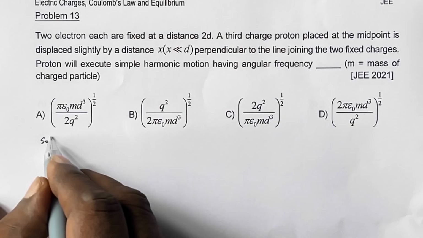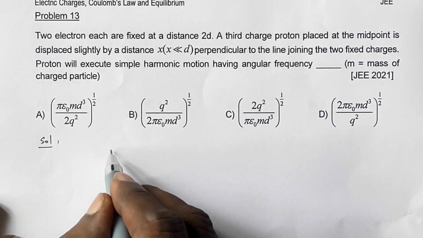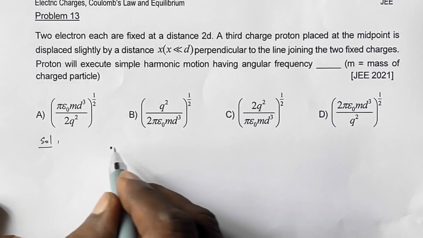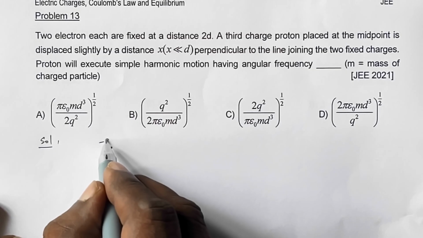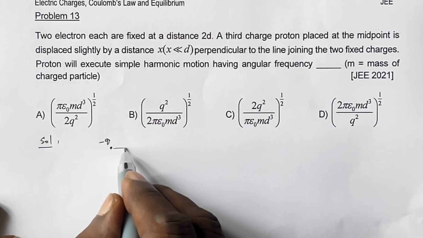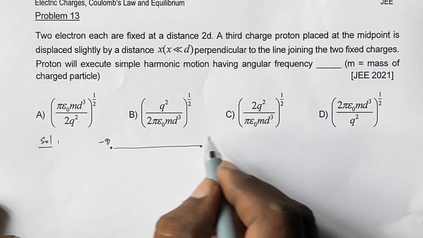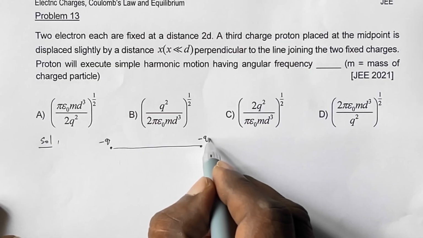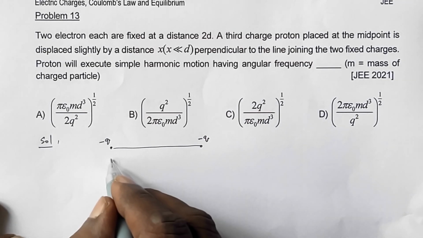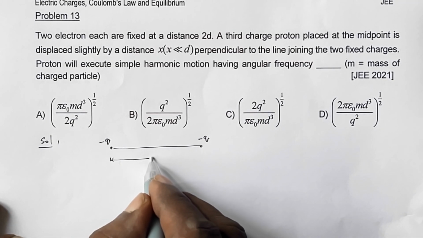So what is given in our problem is two electrons are there. So electron charge is minus q. This is another electron, that charge also minus q. So the separation between them is 2D.